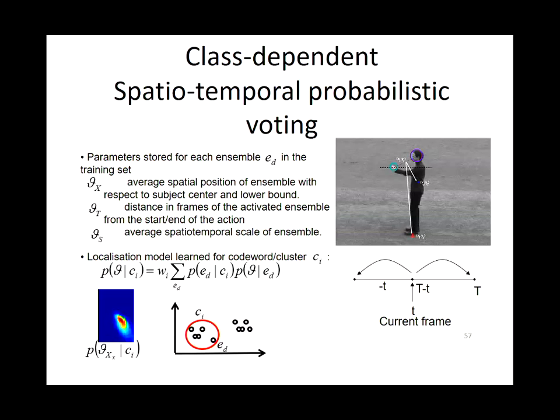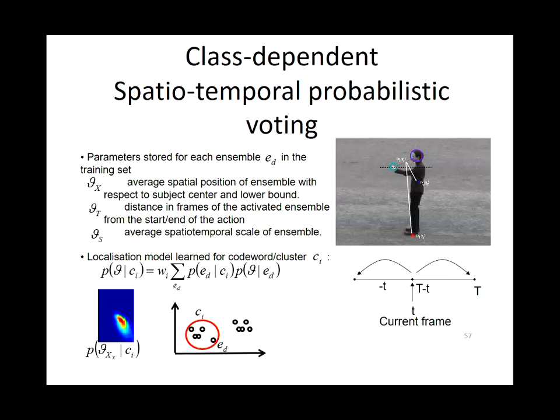But this is a voting map that tells me that if I see this special temporal interest point that corresponds to this cluster, then I will say, this is where the action is expected to end. I'm not going to see only this point in a specific frame. In the next frame, I'm going to see another special temporal interest point, or several. And I'm going to superimpose their voting maps and add all of those things together.